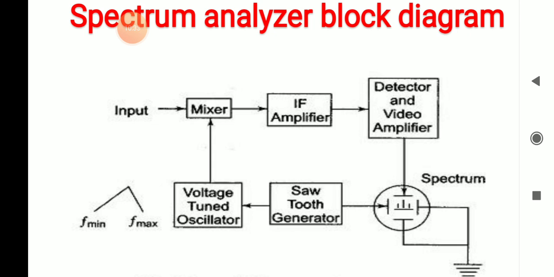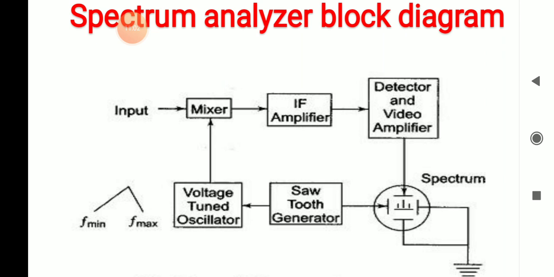The spectrum analyzer provides a calibrated graphical display on a CRT, cathode ray tube, with frequency on the horizontal axis and amplitude on the vertical axis. In a spectrum analyzer, on the x-axis you can measure the frequency and on the y-axis you can measure the amplitude, with respect to the energy distribution over the frequency.